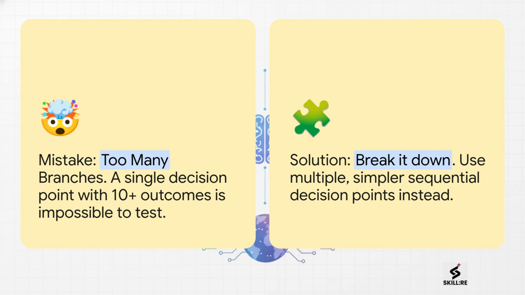Mistake number 2 is what I call the decision monster. This is when you create one single decision point that has like 10 or more different branches coming out of it. Just imagine trying to test and maintain that thing. You can't. It's impossible. Your whole system becomes incredibly fragile. The answer? Break it down. Instead of one giant, scary decision point, use a series of 2 or 3 much simpler ones.